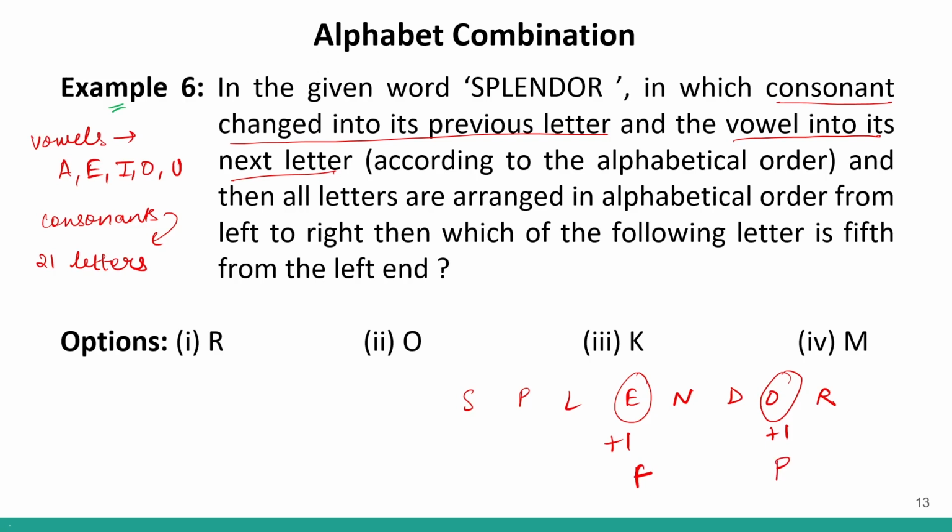Correct? And the consonants are changed into the previous letter. So minus 1 in all the consonants. If I do minus 1, before S we have R, before P we have O, before L we have K, before N we have M, before D we have C, and before R we have Q. So this is what we will get on doing this operation.